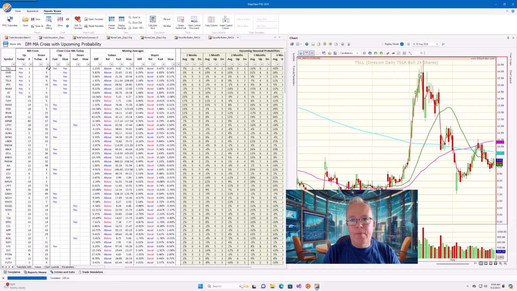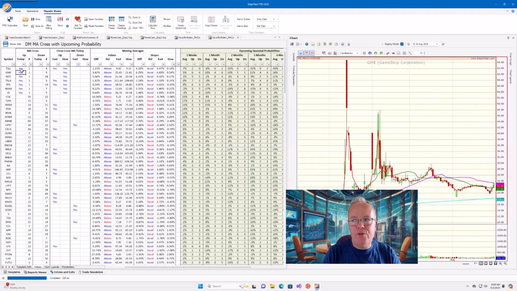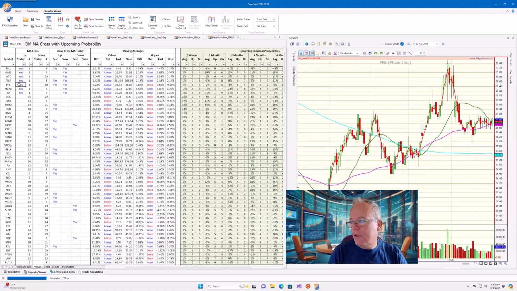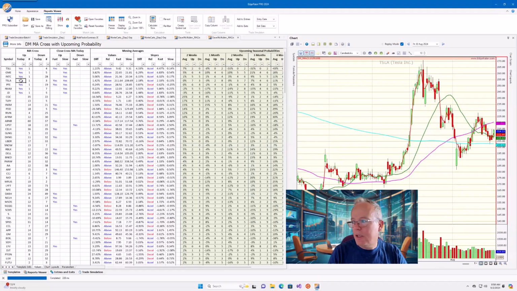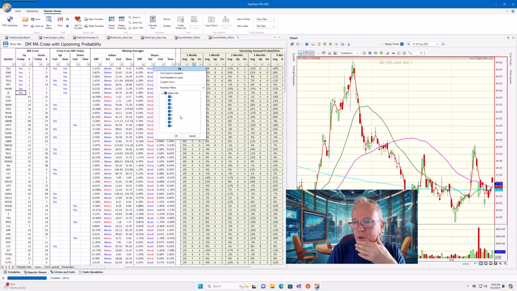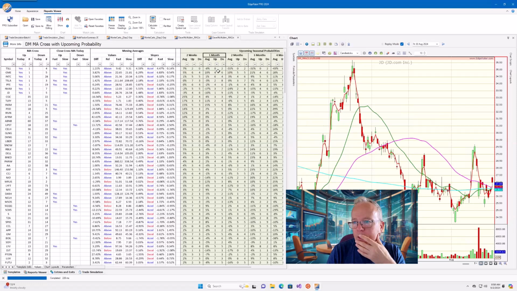Okay, so yeah, we have similar crosses. So we have GME, a couple of others like the Bull TSLL, the Pfizer is still in there, Tesla is in here, and JD. All right, so we can filter by 8, 9, and 10 for the next 2 weeks. So if we look at that, we can go, well, we don't have any 8s, but we'll look at the 1 month. Let's see what we've got there. Well, we don't have any 8s.